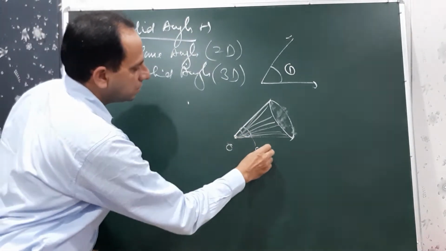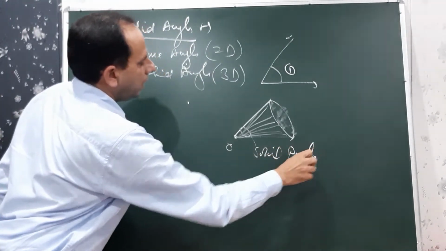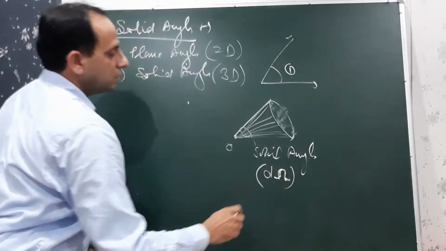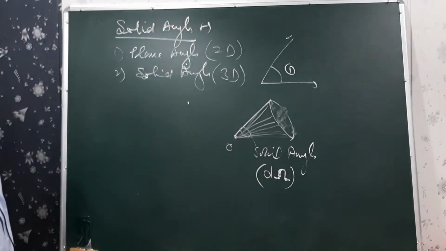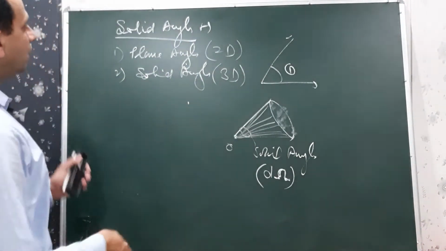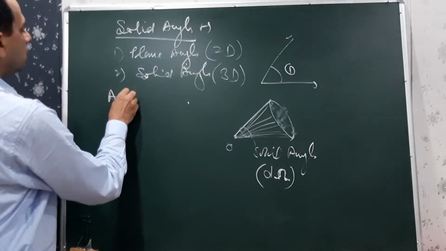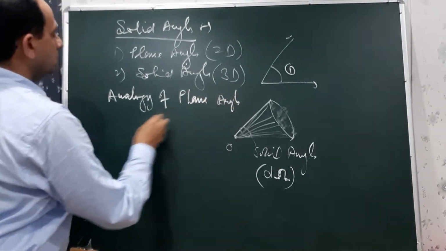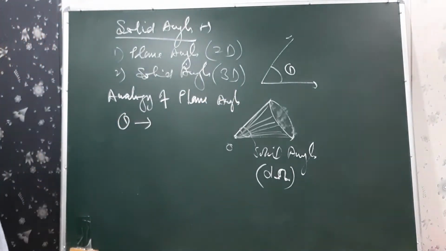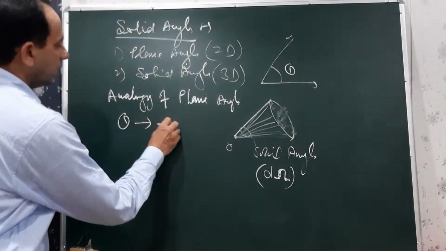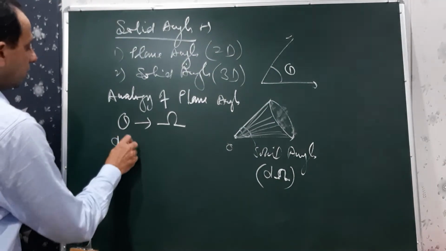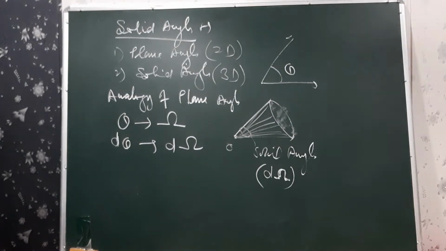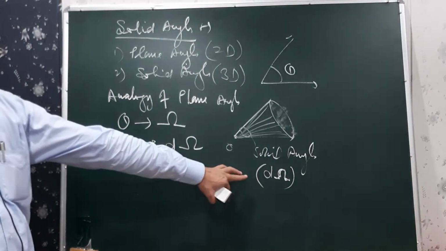So, this angle is called solid angle and it is denoted by d omega. Omega means solid angle, and theta is plane angle. So, we can say that it is an analogy of plane angle. Plane angle is written by theta and the solid angle is written by omega, and a small angle is written by d theta and a small solid angle is written by d omega. So, we will find the relation or formula for this solid angle.